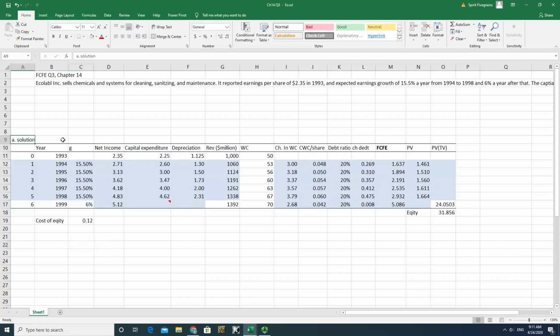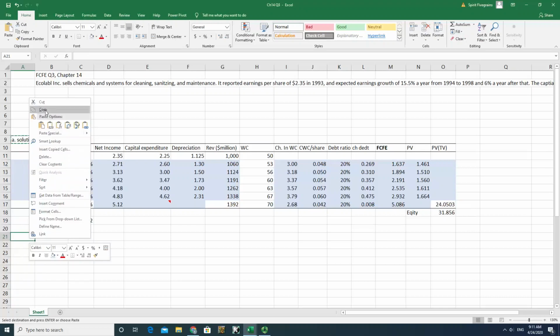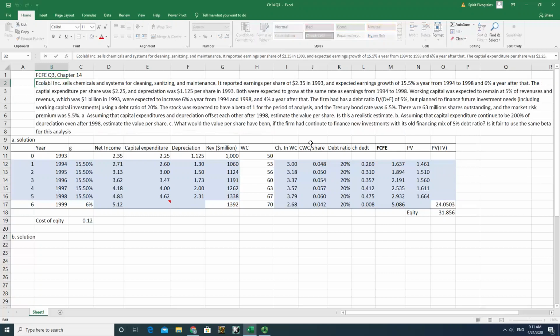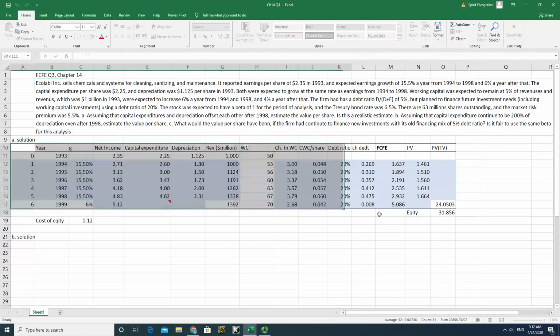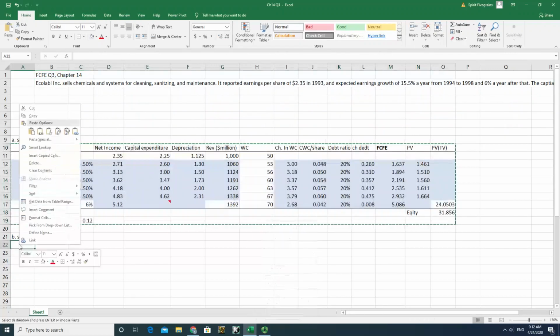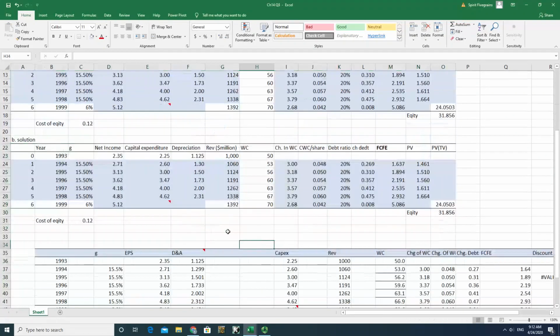Now let's do question B. B solution. Okay, I think the difference here is the assumption. Let's see. What's the assumption for B? Assuming that capital expenditure continued to be 200% of depreciation after 1998. Okay, here the assumption is depreciation changes. Let me copy this to solution B.